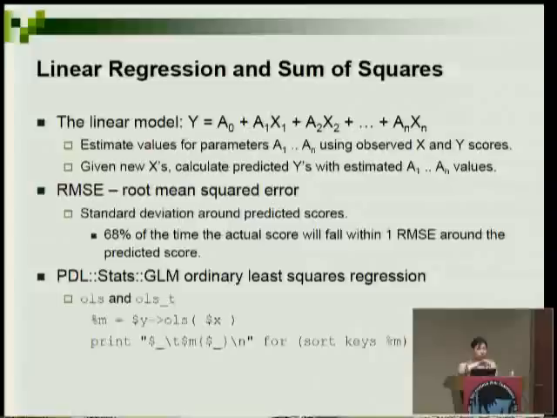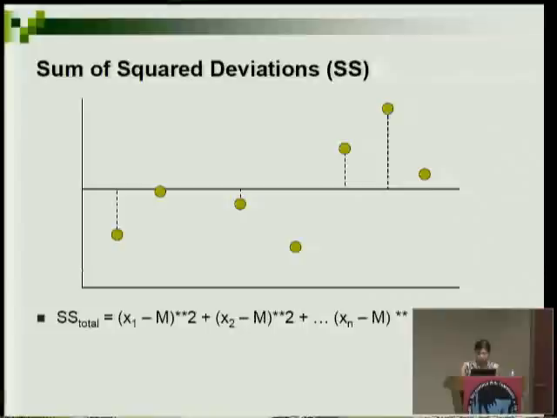But that's the code that you need to do a linear regression in PDL stats. You just give it the Y, which I showed you earlier, how to create the 2D data matrix from array refs. So it's pretty easy. Now, here's looking back at sum of squares. I'm actually doing way better than I thought on time, so if you guys have questions, feel free.